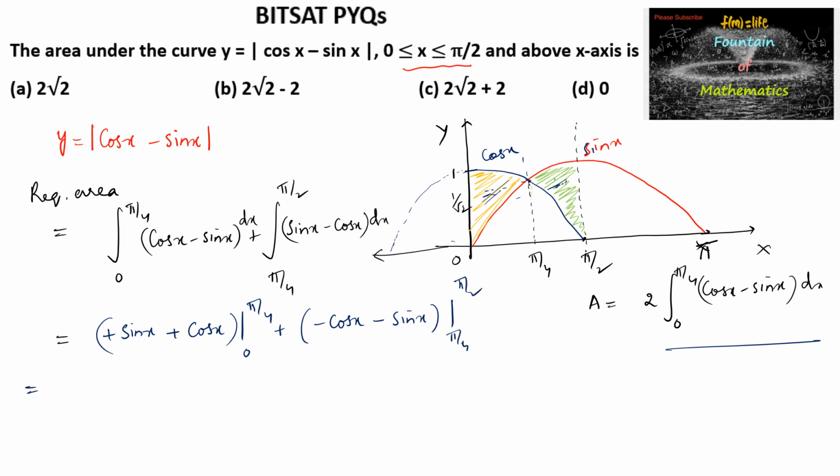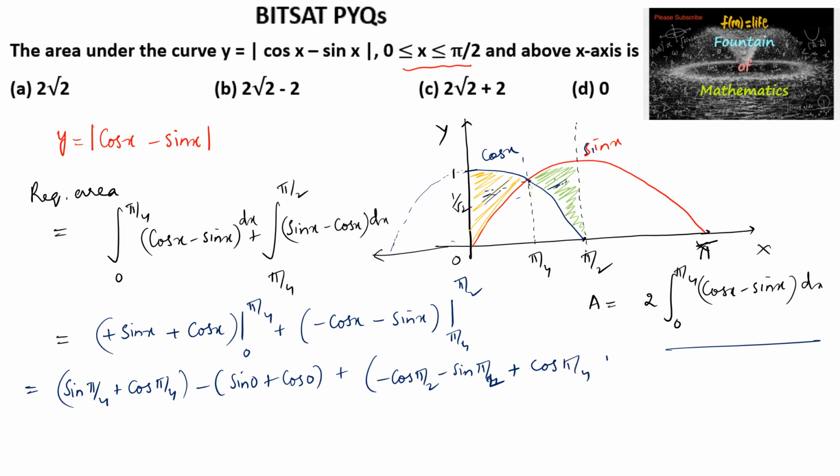So applying the upper limit here, sin pi by 4 plus cos pi by 4, minus lower limit sin 0 plus cos 0, and again here we can write minus cos pi by 2 minus sin pi by 2, minus lower limit, means plus you will get cos pi by 4 plus sin pi by 4.